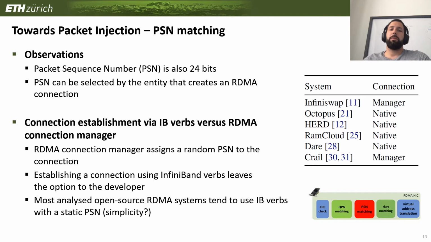In the third step, we do this PSN matching. The packet sequence number is also 24 bits, but it can be selected by the entity that creates an RDMA connection upon creating this connection. In RDMA, there are typically two ways of establishing a connection: one is using IB verbs, and the other is using the RDMA connection manager. If software uses the RDMA connection manager, it will assign a random PSN to the connection. But establishing the connection using IB verbs leaves the choice of this PSN to the developer. We analyzed different open source RDMA systems, and they tend to prefer IB verbs with a static PSN over the connection manager, probably out of simplicity.